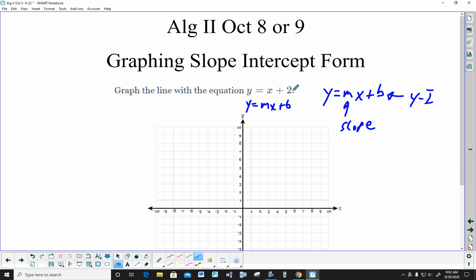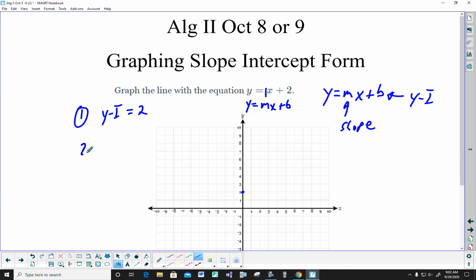b is your y-intercept. So the first thing that you do when you go to graph something in slope-intercept form is graph the y-intercept. The y-intercept in this one is 2, because it's right there. So you go to the y-axis and you put a dot at 2. Then you look at the slope. The slope is the coefficient on x. The coefficient there is a 1.